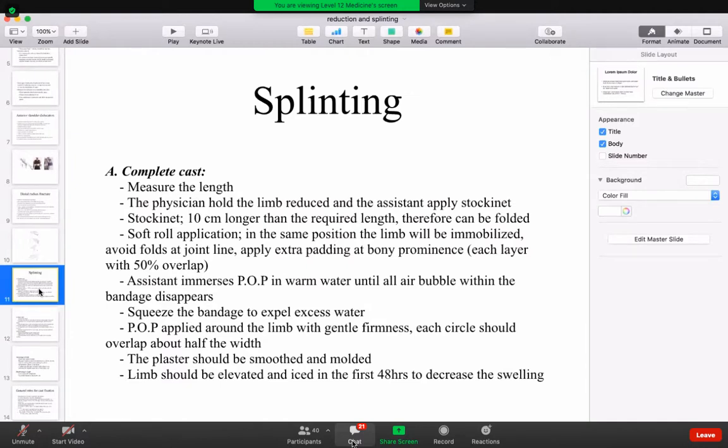And then you do this and make sure you do it more than one layer, because 1 or 2 layers is not enough. It will be very weak. And then once you're happy, you can fold the stockinette on the cast itself, and then make another roll of cast just to hold the stockinette. And then you'll have very smooth edges of the splint.